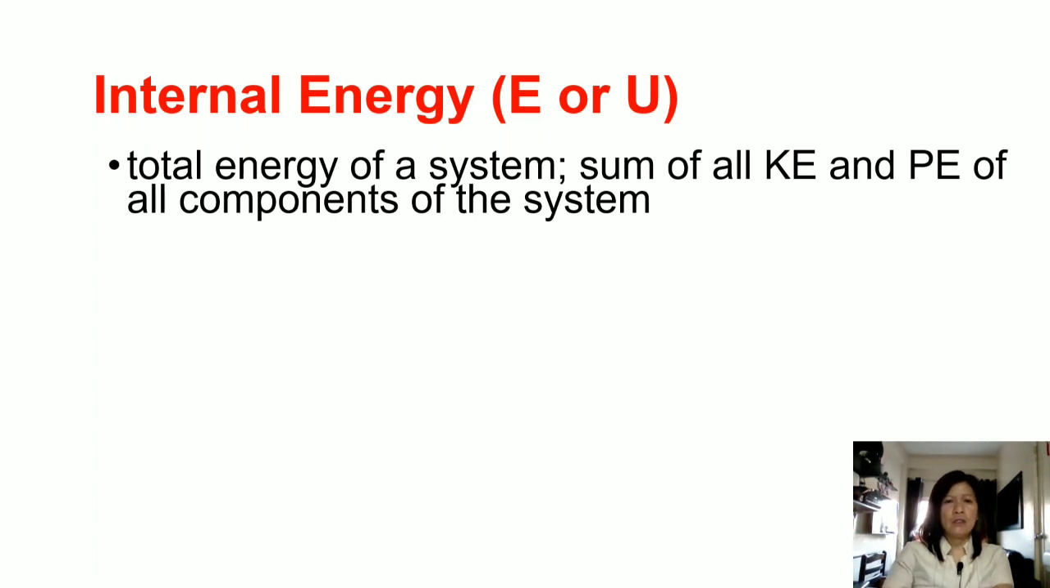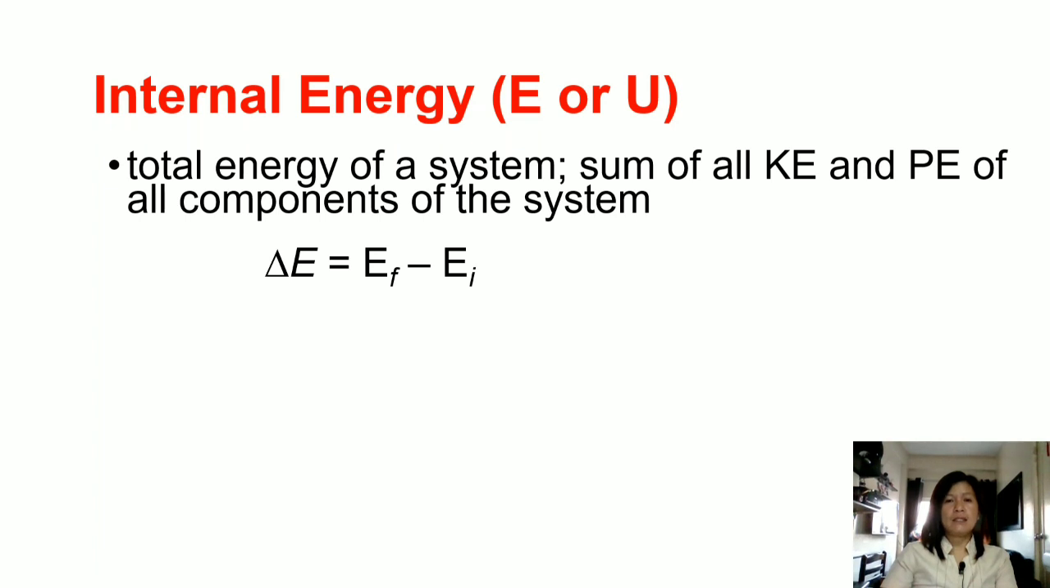Internal energy, which is denoted by either capital E or capital U, means the total energy of a system. This is the sum of all kinetic and potential energies of all components of a system. So if we have several components of the system, we get the sum of all the kinetic and potential energies of all these components for the total energy of that system. So we call that internal energy. In some books, capital U is used. In some books, capital E is used.